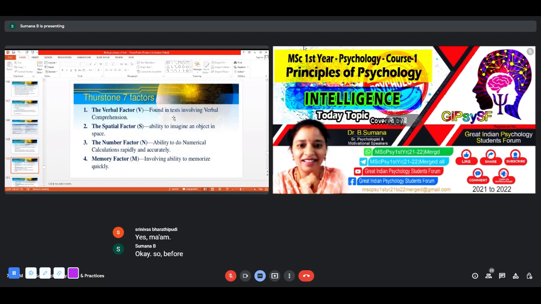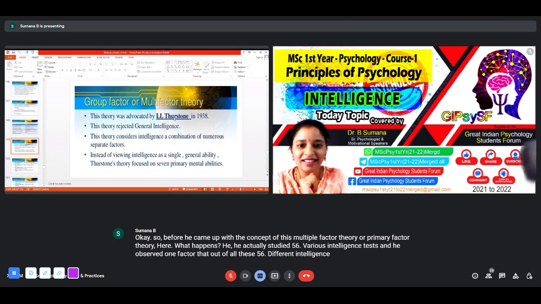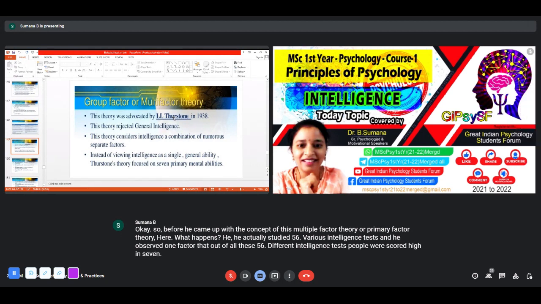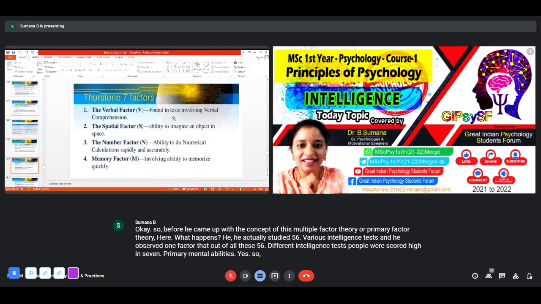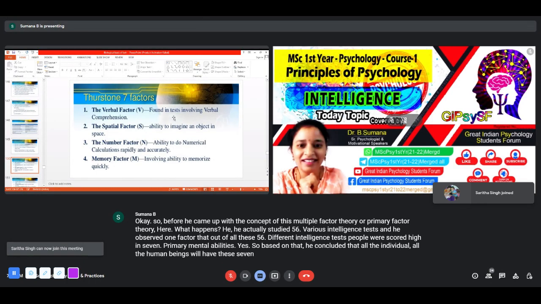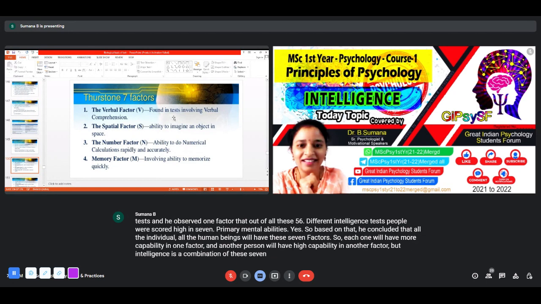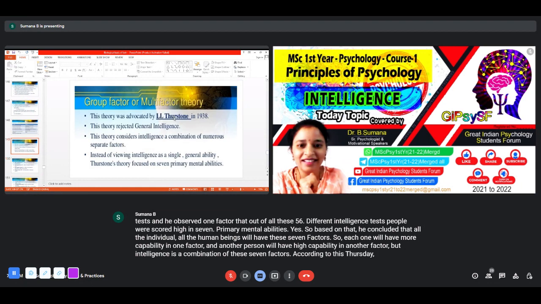Before he came up with the concept of this multiple factor theory or primary factor theory, he studied 56 various intelligence tests, and he observed that out of all these tests, people scored high in seven primary mental abilities. Based on that, he concluded that all human beings have these seven factors. Each one will have more capability in one factor, and another person will have high capability in another factor. But intelligence is a combination of these seven factors according to Thurston. Clear?